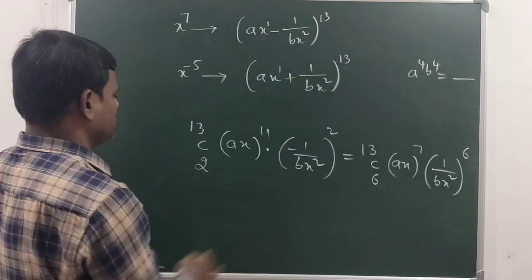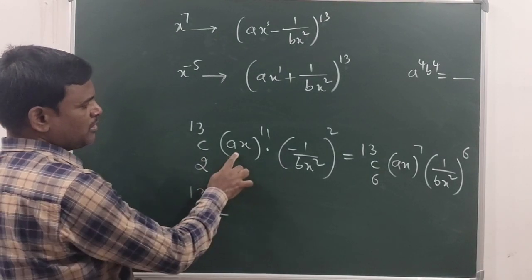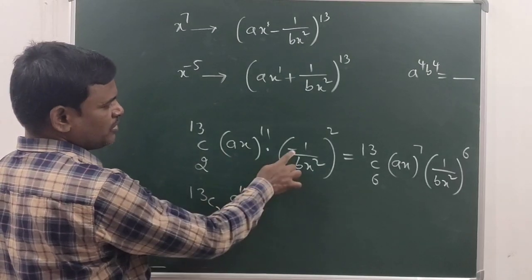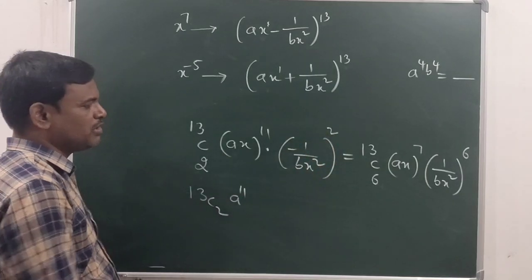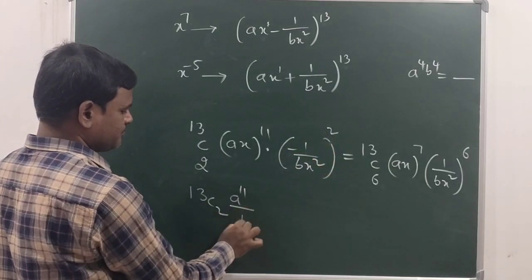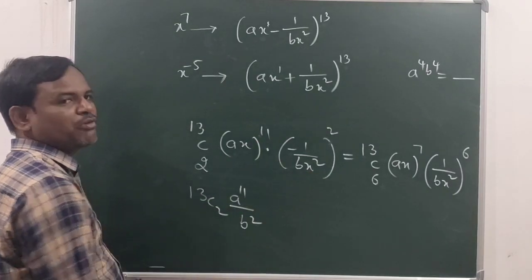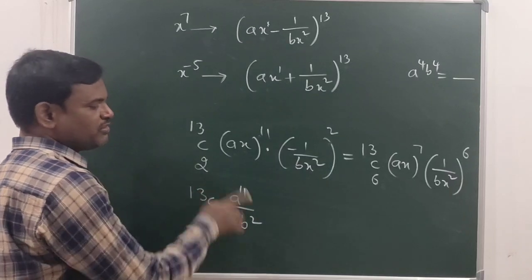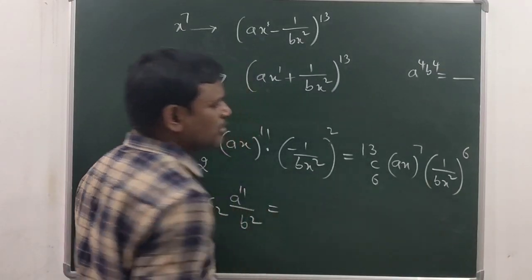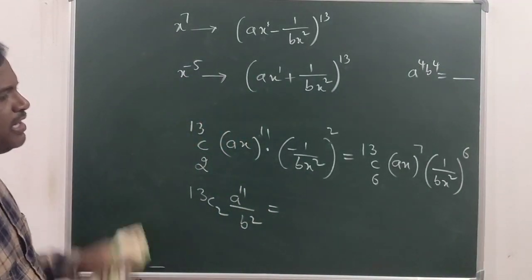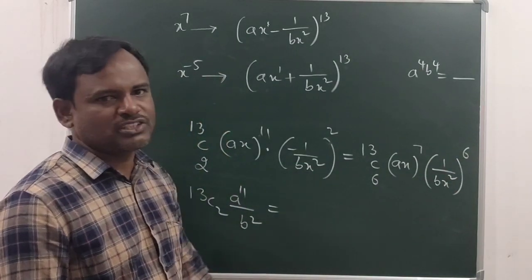Now let us simplify this. 13 C 2, here a power 11. Here minus 1 whole power 2, which becomes 1, here b square. Here x power 11 by x power 4, which becomes x power 7. So this is the coefficient of x power 7. So here RHS also on simplification, you will get coefficient of x power minus 5. As per the given data, whose coefficients are equal.